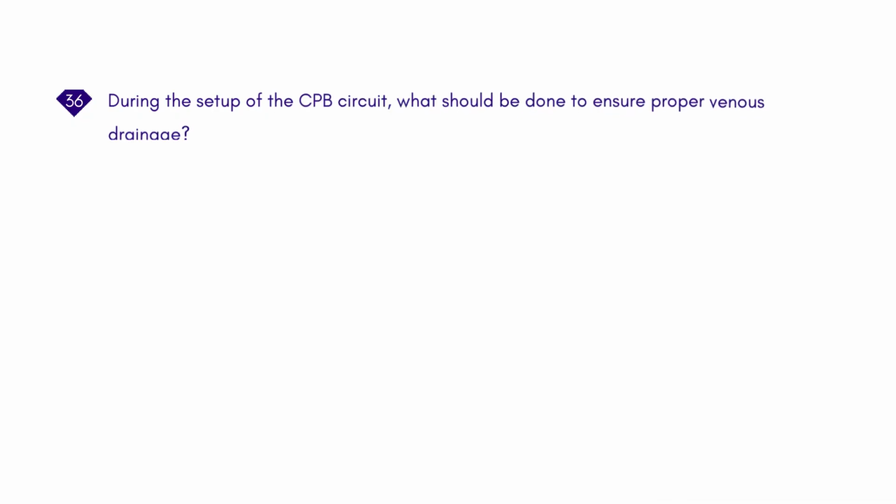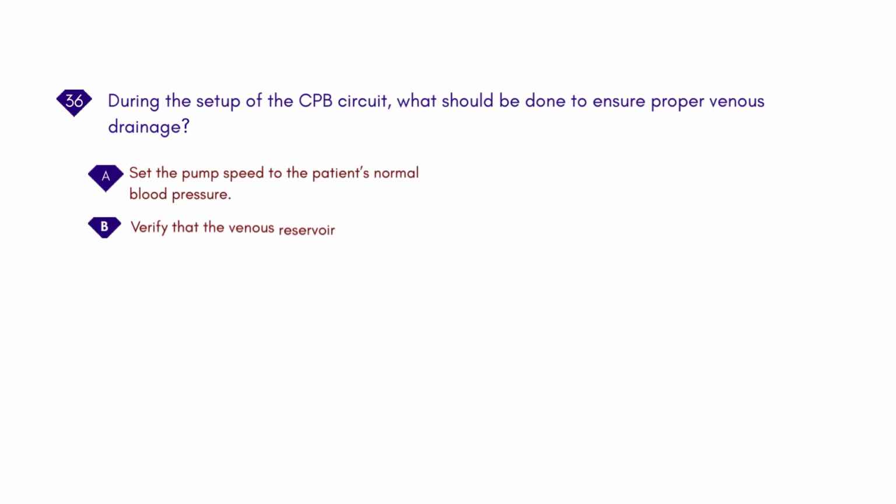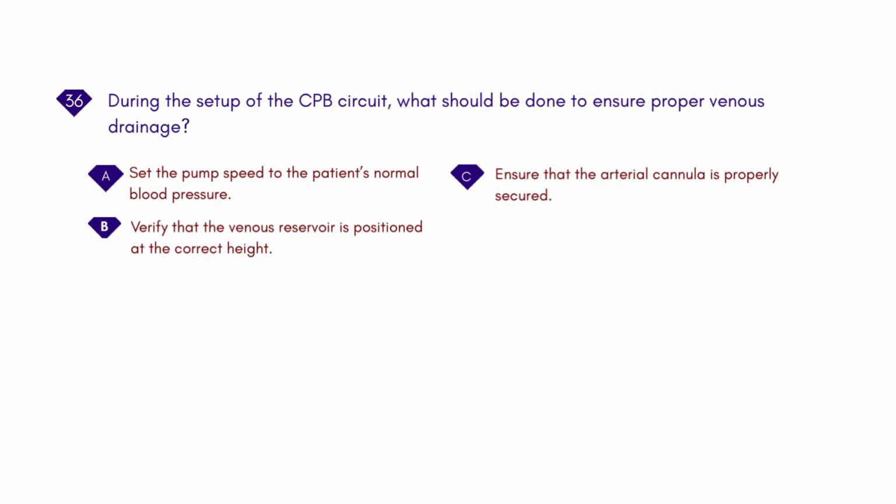During the setup of the CPB circuit, what should be done to ensure proper venous drainage? A. Set the pump speed to the patient's normal blood pressure. B. Verify that the venous reservoir is positioned at the correct height. C. Ensure that the arterial cannula is properly secured. D. Check the oxygenator for leaks and proper oxygenation.